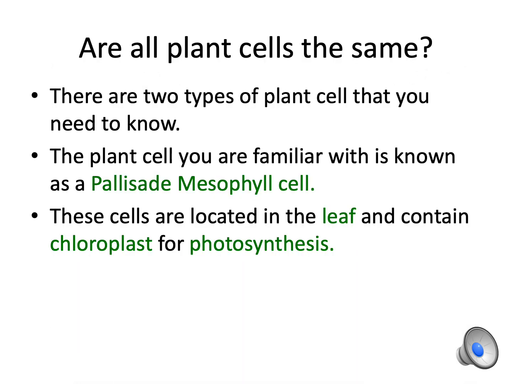So the question we need to ask ourselves is this: are plant cells all the same? The answer to this is no. There are actually two different plant cells that you need to know. So far, we've been looking at what is called a palisade mesophyll cell. This is a plant cell that you will see most often. These cells are located in the leaf and contain chloroplast for photosynthesis. The presence of this chloroplast is what makes the plant green.